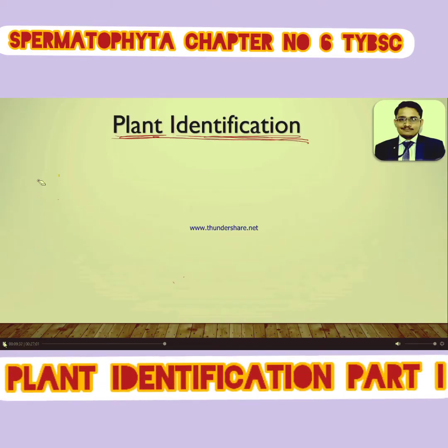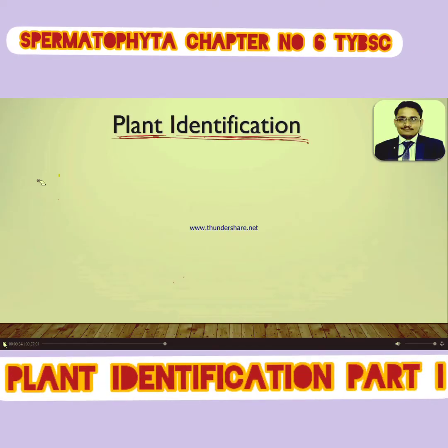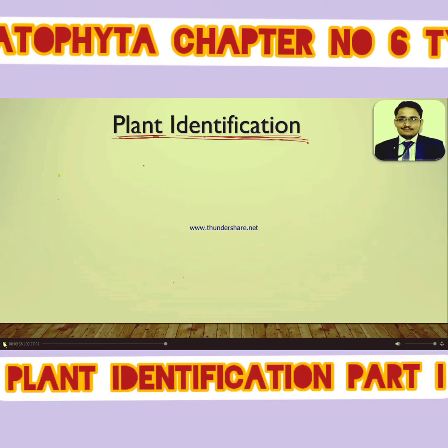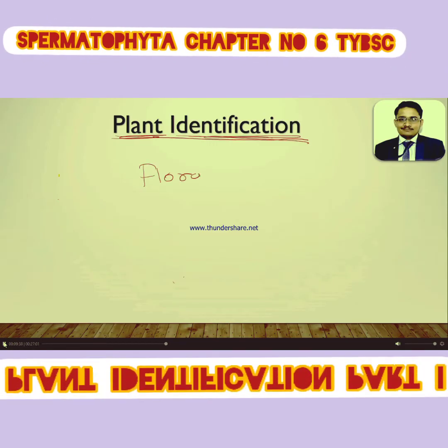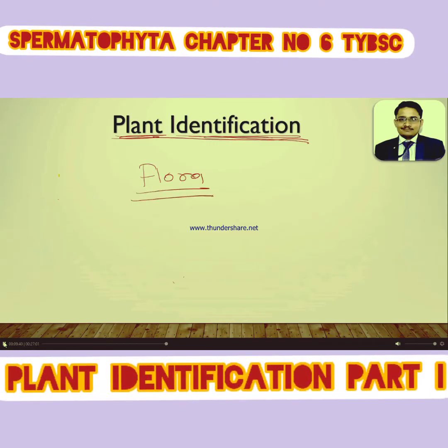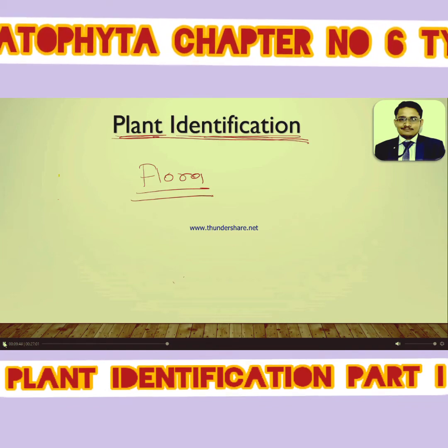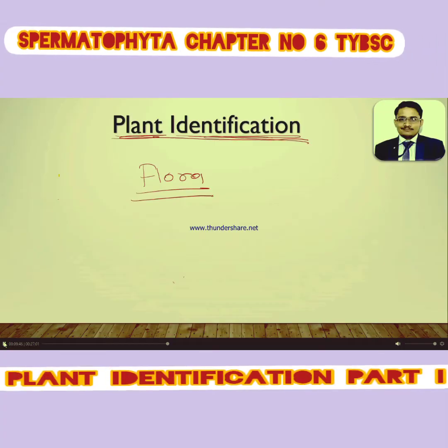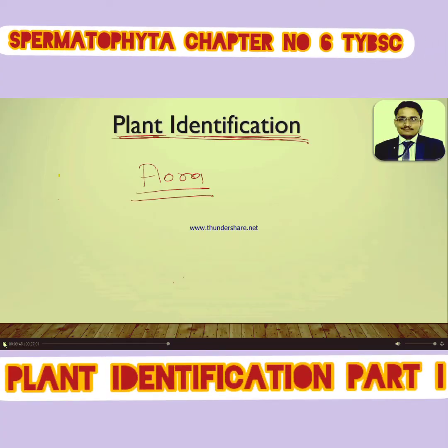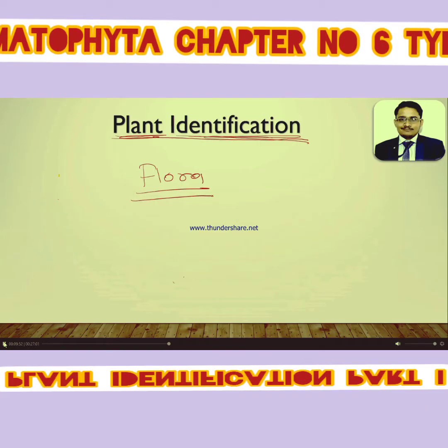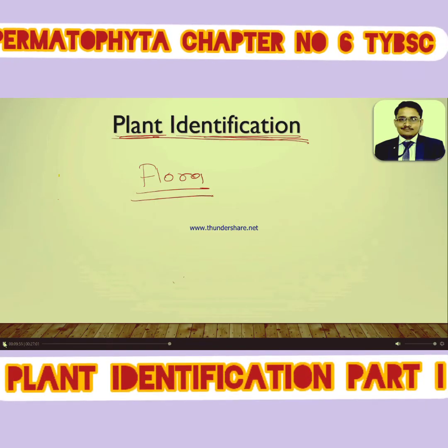Then next, by the use of a flora. Okay, the first technique I have explained: plant identification is done with the help of an existing or known variety. With the help of a known variety, an unknown variety can be determined.